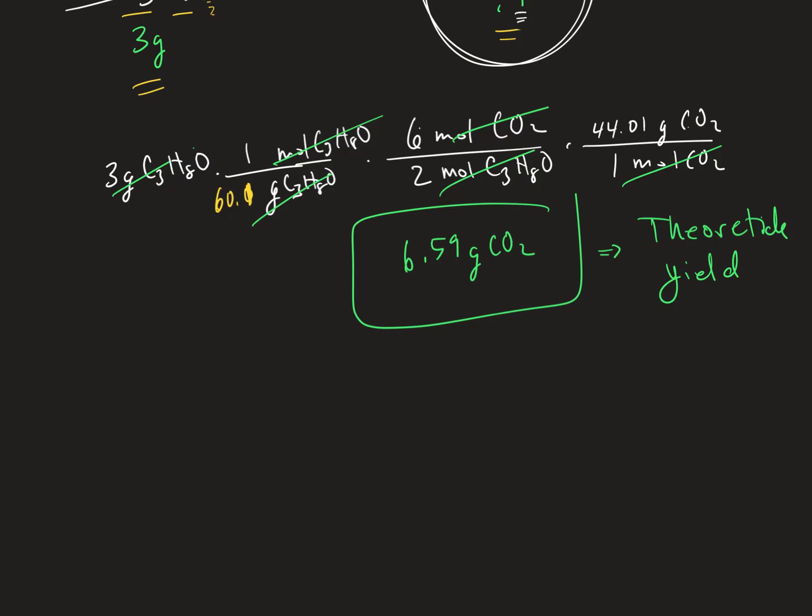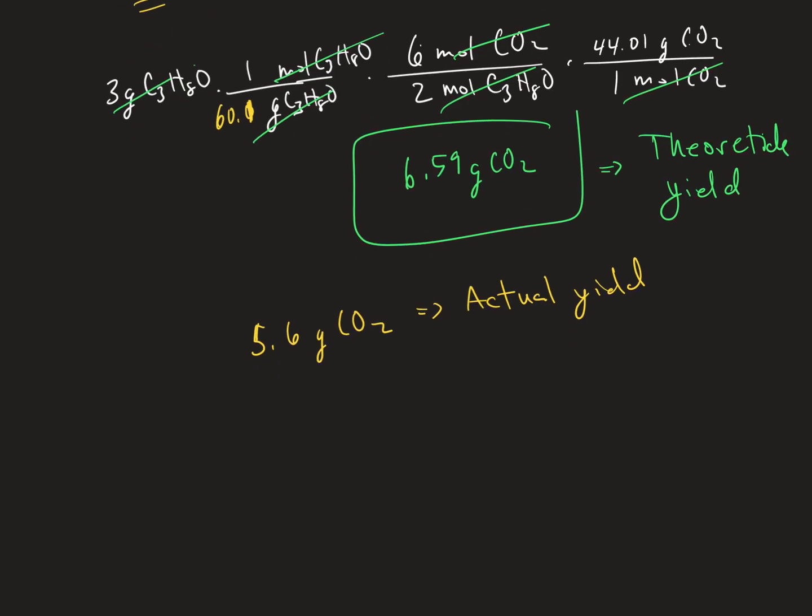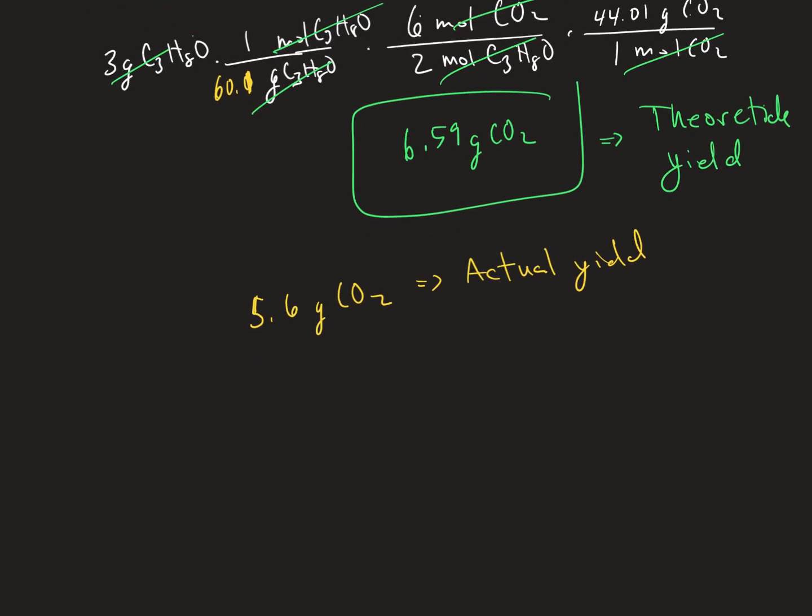But anyway, we go to the lab, and we get 5.6 grams of carbon dioxide. What is this called? This is the actual yield, what we actually get. So now I want to know how well I did in the lab. What's my percent yield?